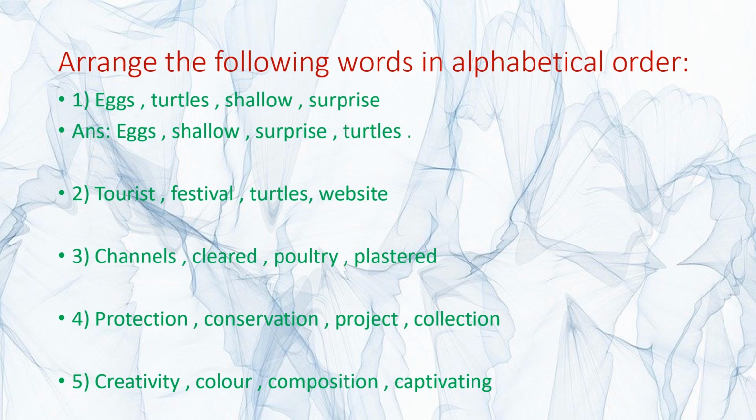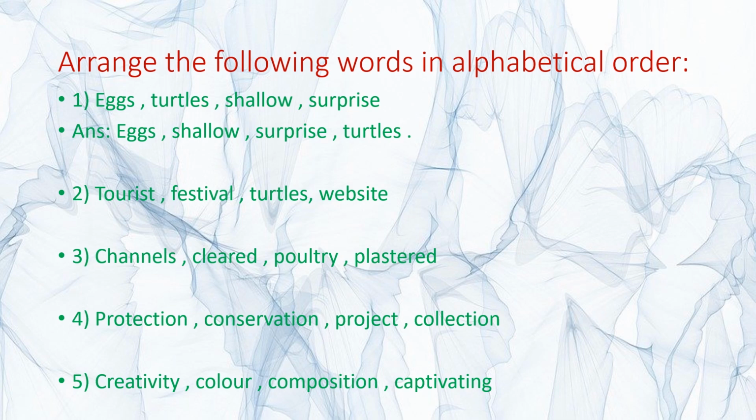Then moving on to the next one, that is protection, conservation, project and collection. So what's going to come first here? See now, C-O, C-O in both conservation and collection. The 2 letters are same. Then we'll go to the third letter. According to the third letter, what will be the first word as per the alphabetical order? Yes, it is conservation. Then comes collection.